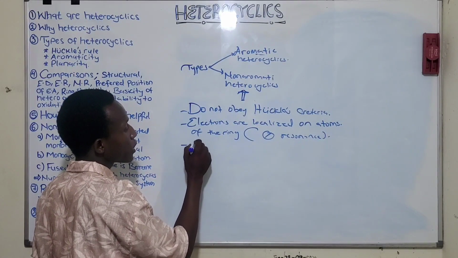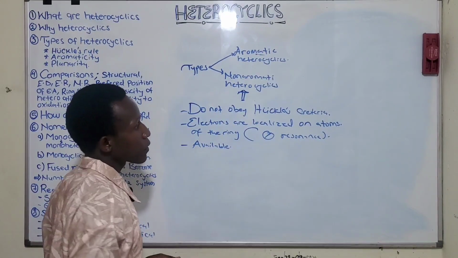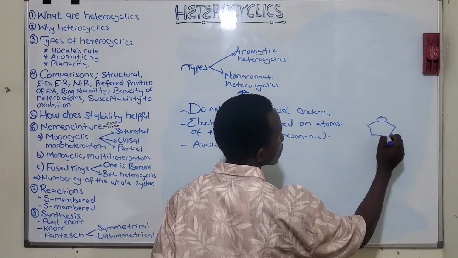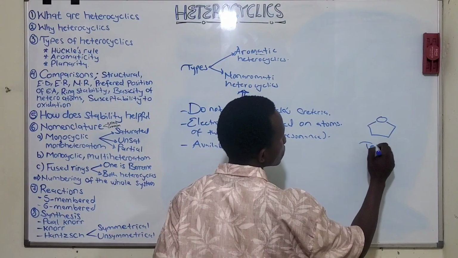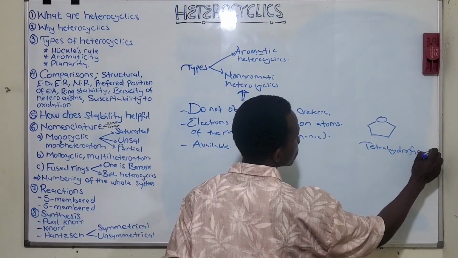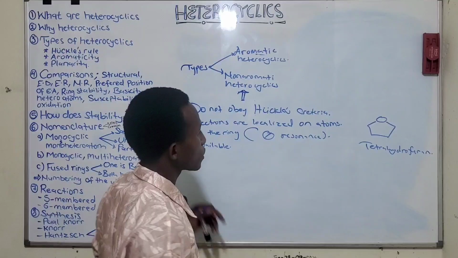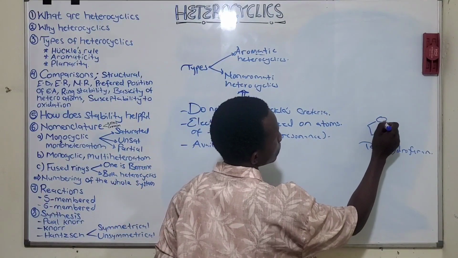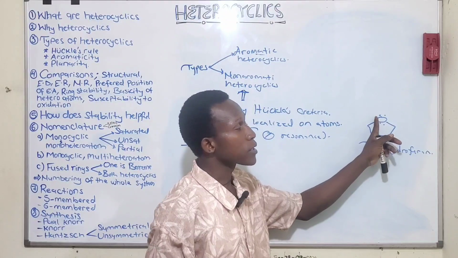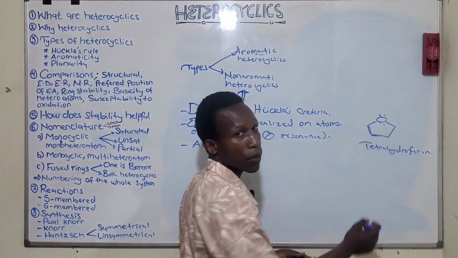The electrons are available in the case of lone pairs. For example, this structure is tetrahydrofuran. Don't worry about the names, we shall find nomenclature. In this structure, we shall have lone pairs on oxygen, and these ones don't participate in resonance. There is no resonance in this structure.